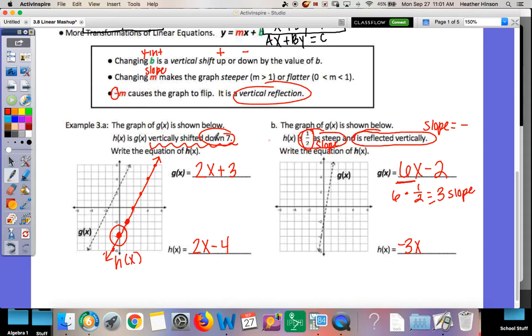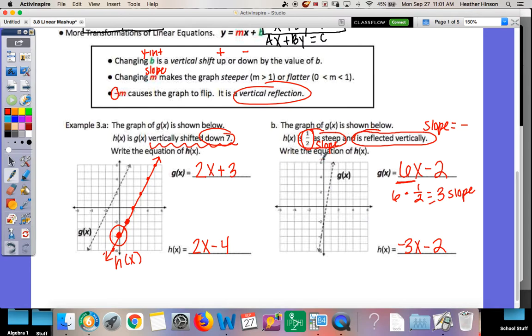And it didn't say anything about shifting it up or down. So my y-intercept is not changing. So I took half of 6 to make it half as steep. And it said it reflected, so I made it negative. My y-intercept, that did not change. So that stays negative 2.